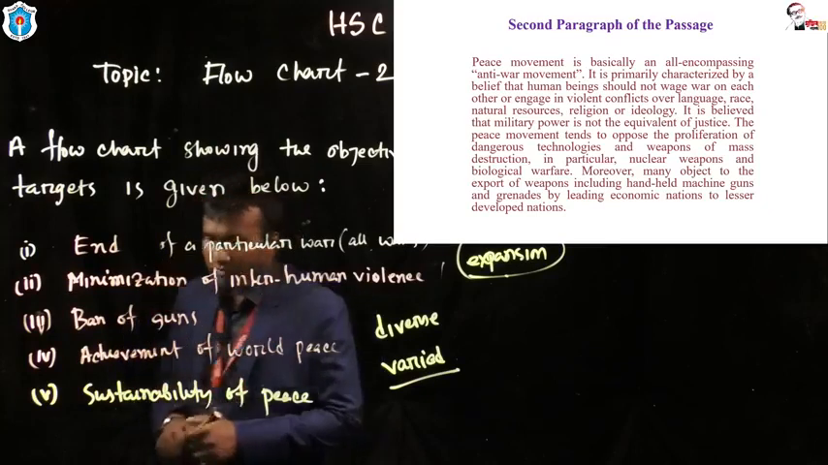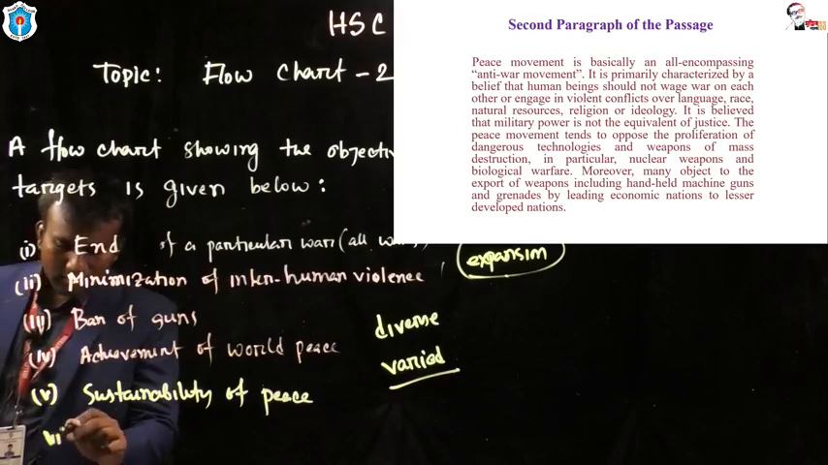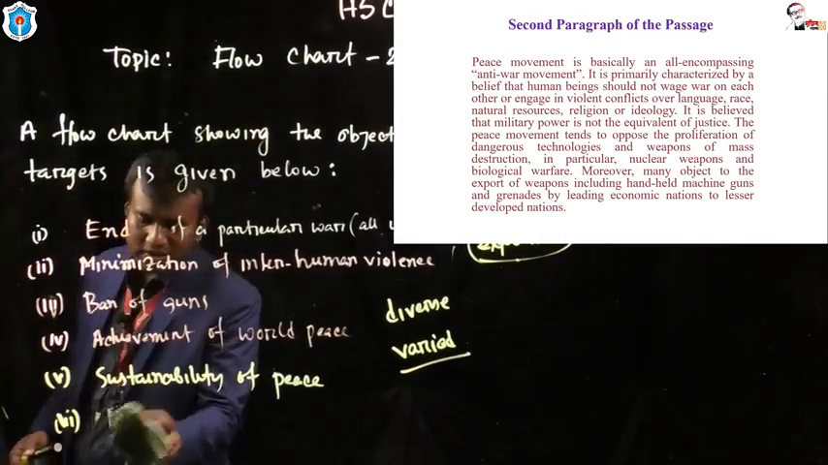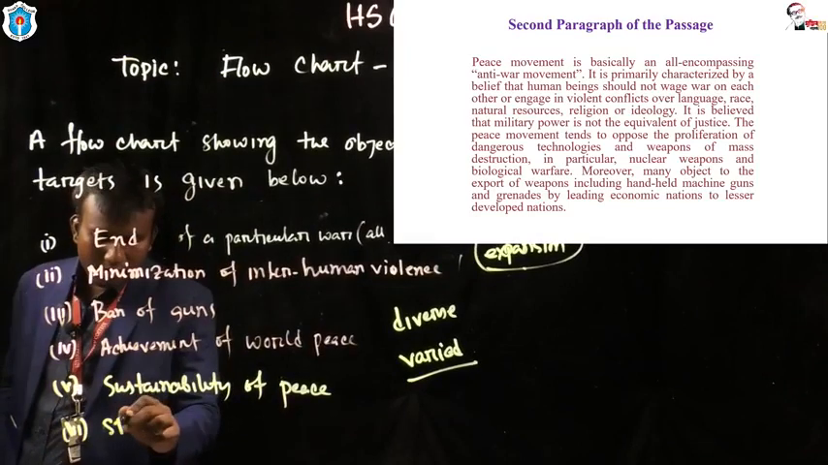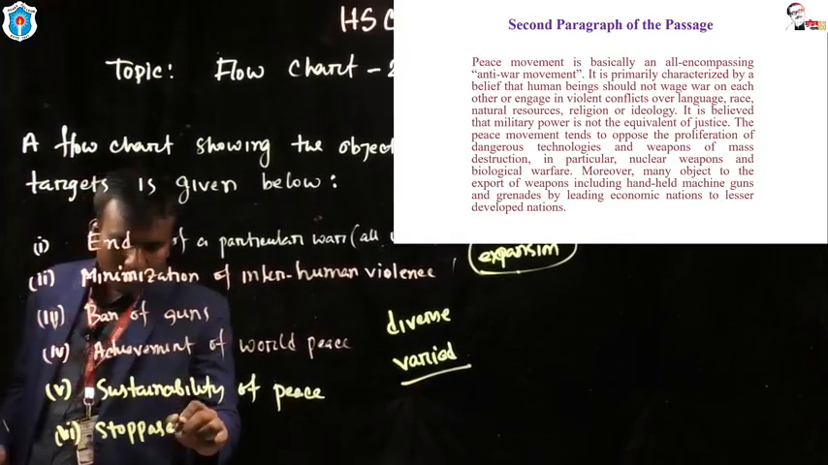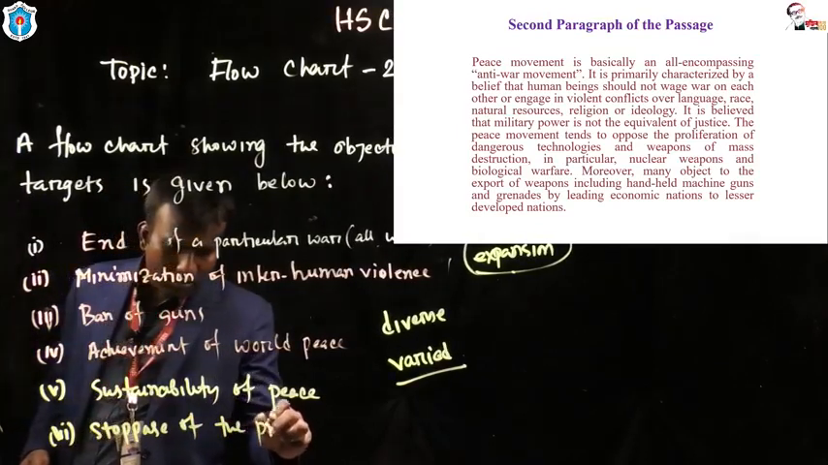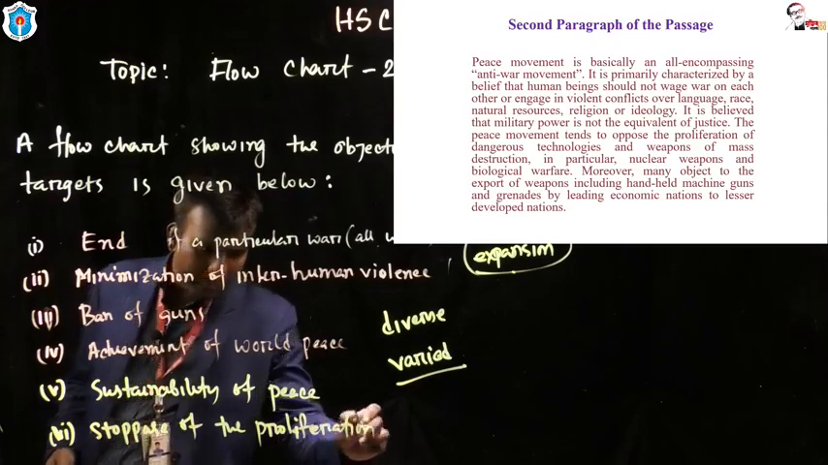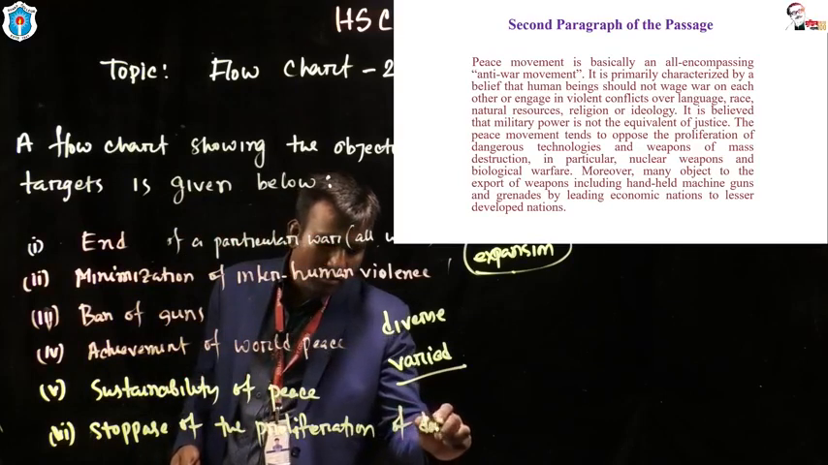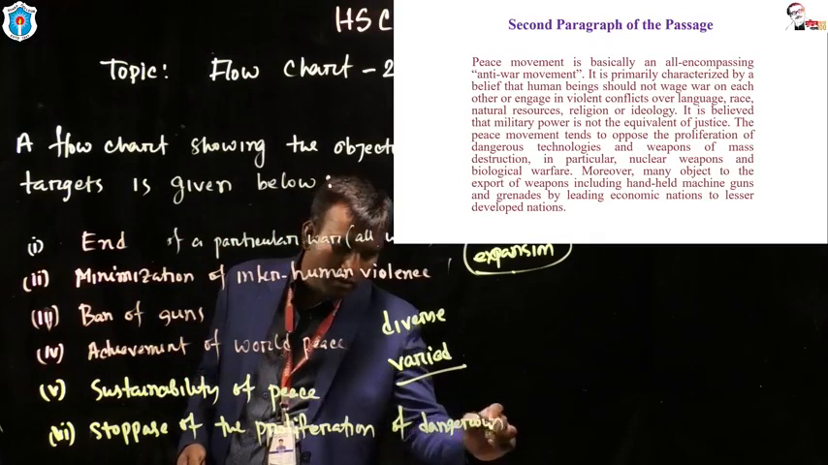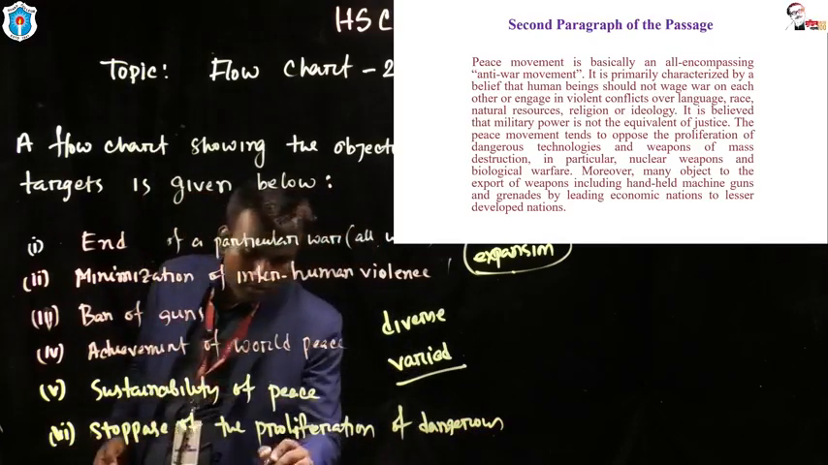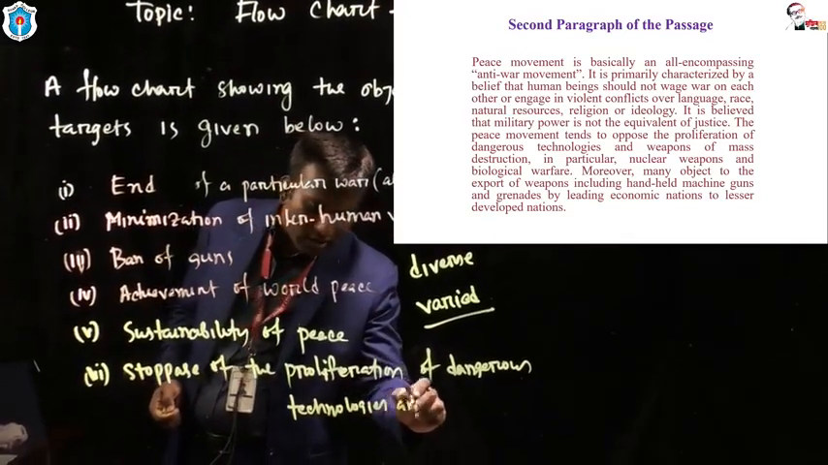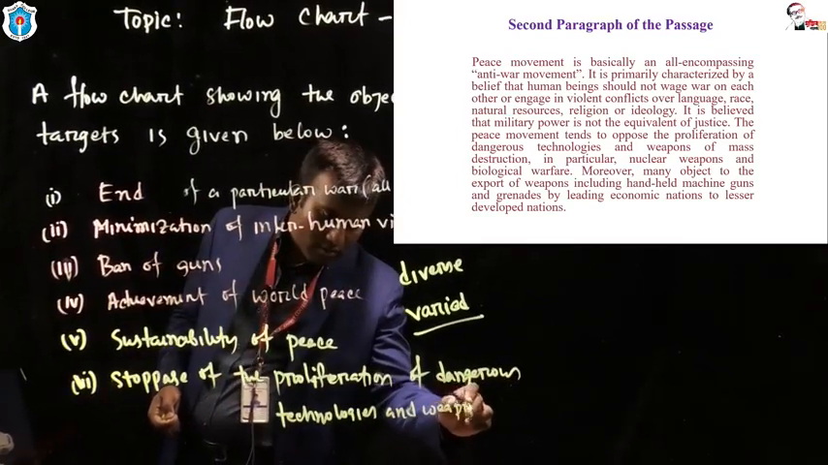Can I say at 6? Another objective of the peace movement is stoppage of the proliferation of dangerous technologies and weapons.